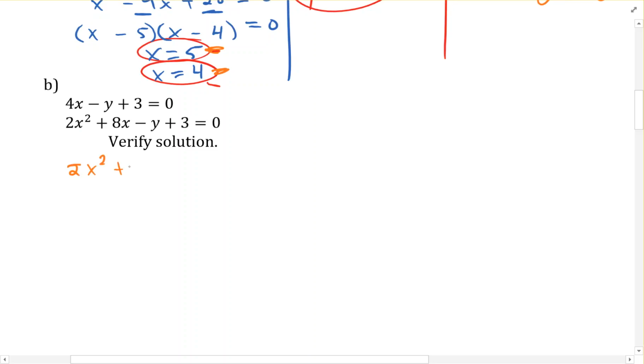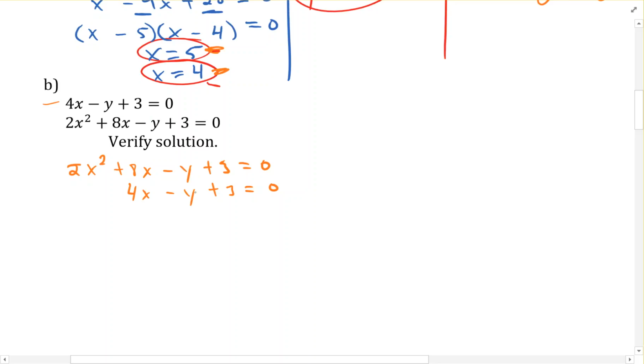So 2x squared plus 8x minus y plus 3 is equal to 0. And underneath, I'm going to put this one: 4x minus y plus 3 is equal to 0. With the elimination method, what we want to have happen is that we eliminate, well, the x's, but that's going to be tough in this case because we have an x squared term, so it wouldn't really work. But we could quite easily eliminate these y's.